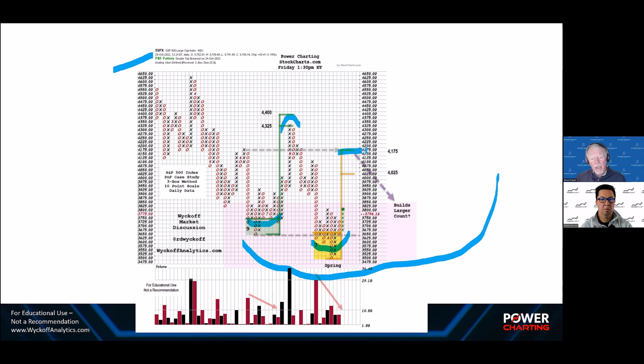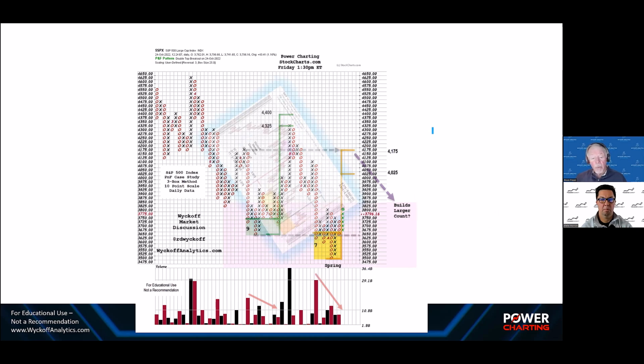And this count, actually, we got right up into this resistance zone from the swing count and then came back down again. And I said at the time, we're going to get up there and then we're going to build a larger count, because I just saw this being a big accumulation style structure that was uncompleted. So now let's look at what happened.